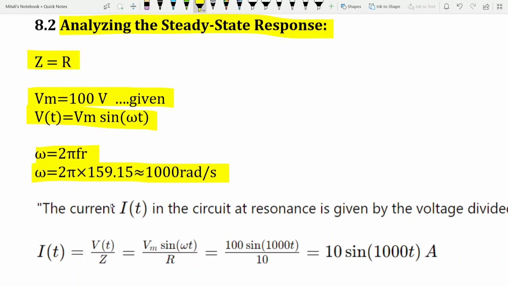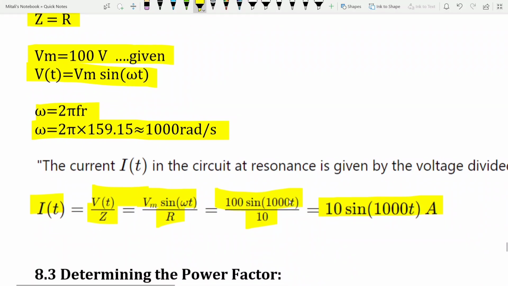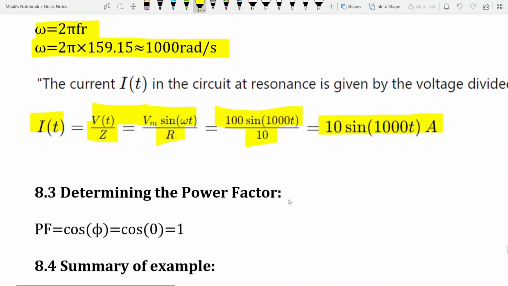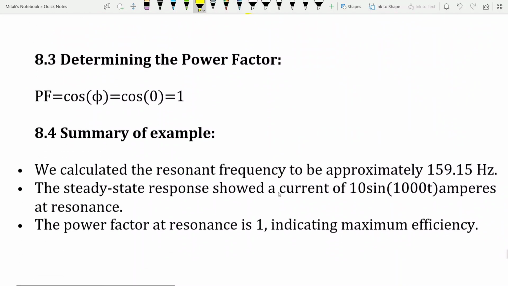The current I of t in the circuit at resonance is given by the voltage divided by the impedance. I of t is equal to V of t upon Z is equal to Vm sin omega t upon R, which is equal to 100 sin 1000 t upon 10, which is equal to 10 sin 1000 t amperes. So the steady state current is 10 sin 1000 t amperes.